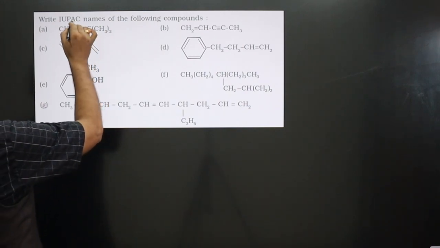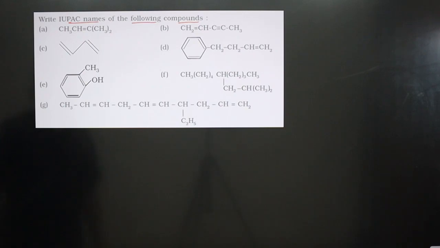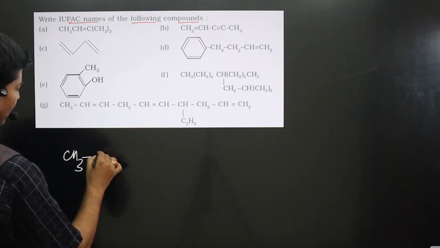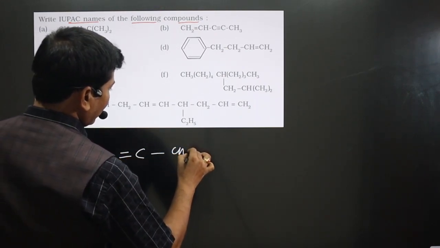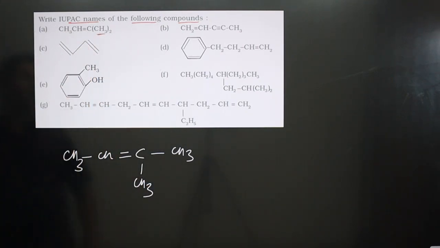The question says write IUPAC names of the following compounds. Okay, the first compound we have is CH3, then CH double bond C. Two alkyl groups are attached to the same carbon. Here we have two alkyl groups attached to the same carbon. Okay, this is the compound we have.